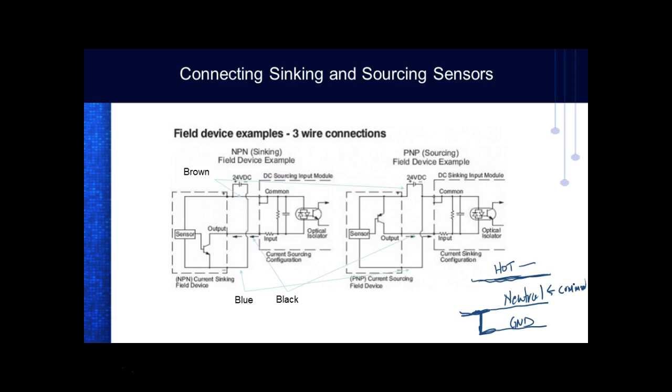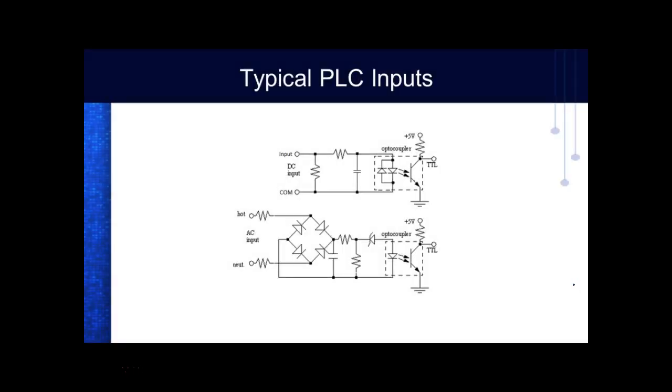One of the things you've got to understand is what your plant uses, right? On a modular PLC, it's pretty simple, because the modules are going to be labeled sinking or sourcing. I didn't bring my camera, but this input module says sinking and the output module says sourcing. It's written right on the module.